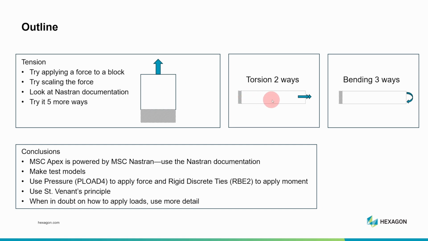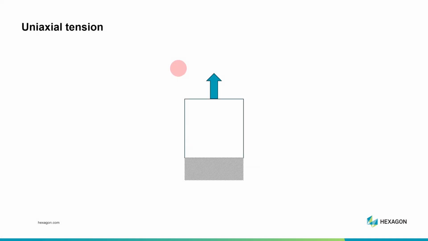We're also going to model a rod in torsion 2 different ways, in bending in 3 different ways. We're going to bring this all together in the end with some conclusions, but I'll introduce those conclusions as soon as they're relevant. The goal of this uniaxial tension scenario is to create uniform uniaxial tension within this block. We would also expect the deformations of the block to be likewise uniform.